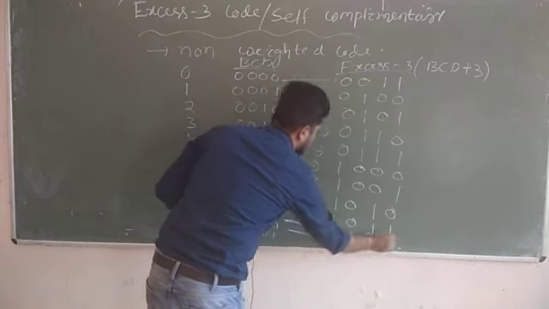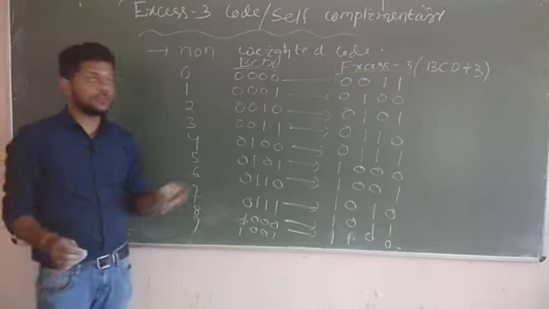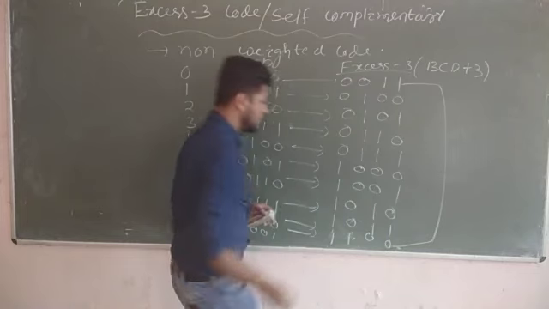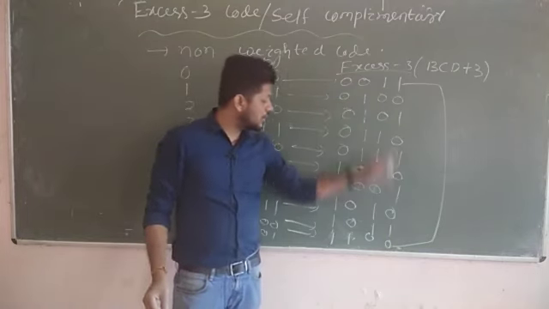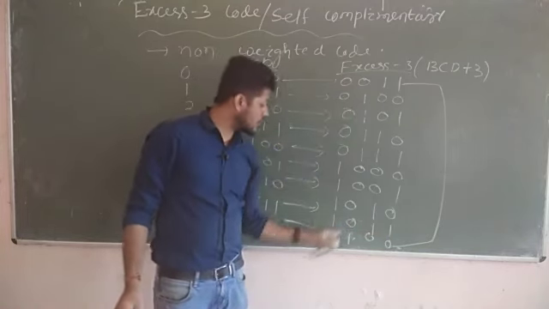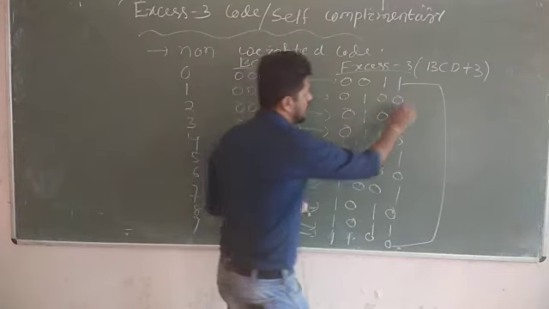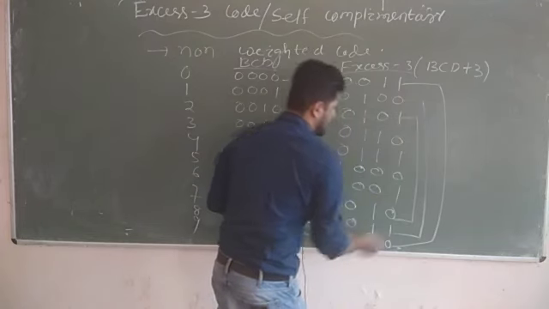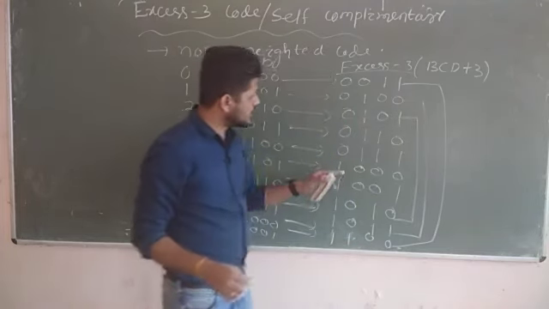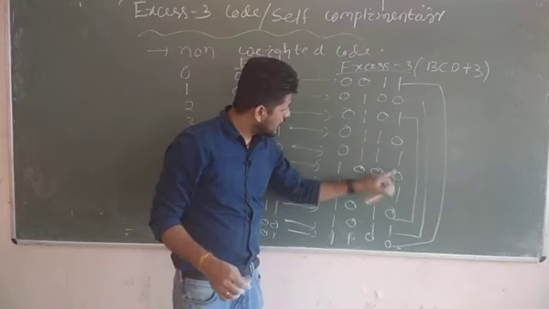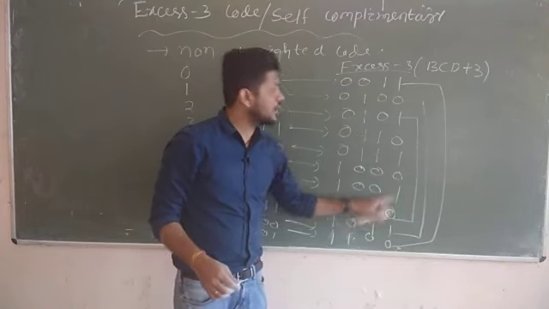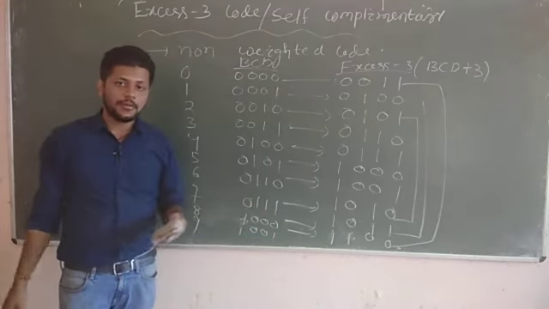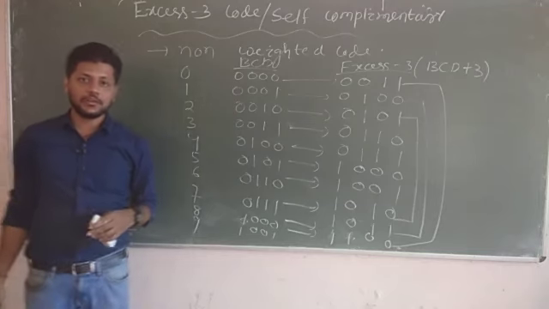So this code is also known as self complementary, because you can see here this code and this code are self complementary. Here 1 1, here 0 0, here 0 0, here 1 1. So this is also self complementary. This is also self complementary, and here we can see this is 0 1 1 0, and the corresponding 1 0 0 1. These are all self complementary codes. So this is very easy. XS3 code, also known as self complementary code.